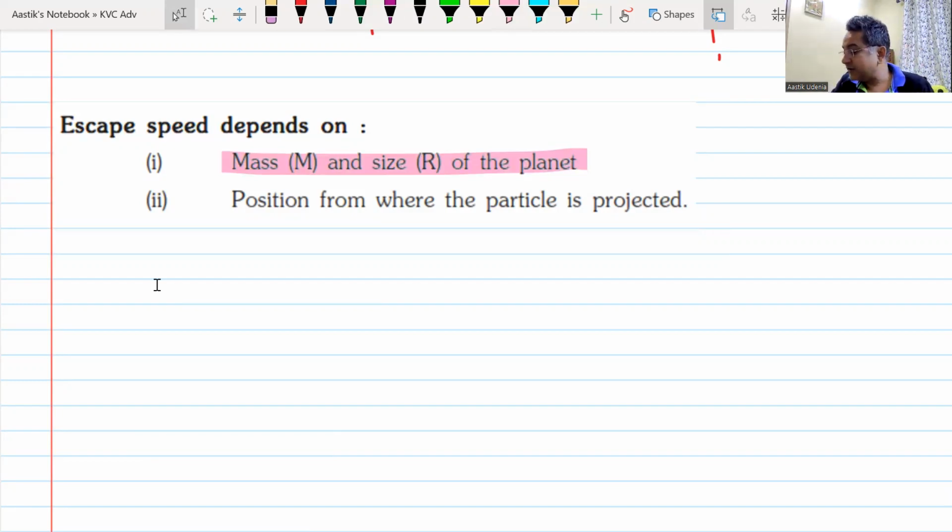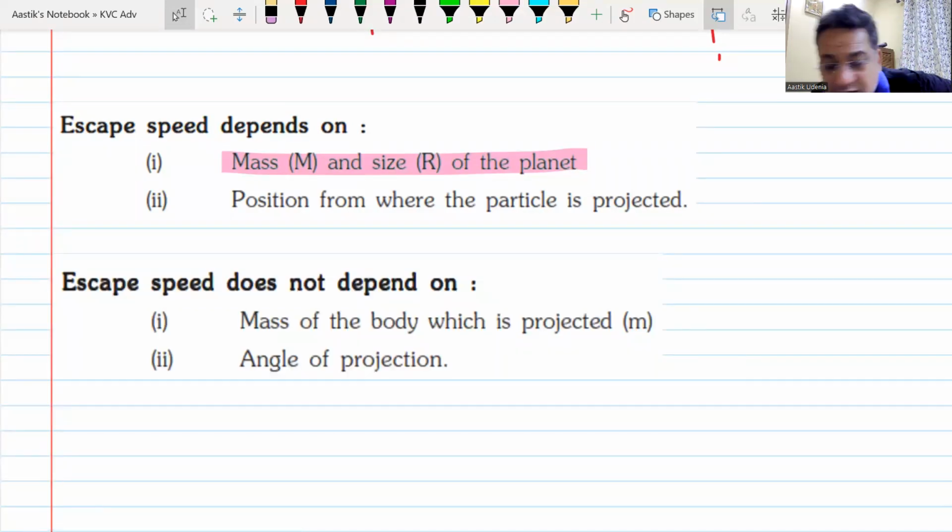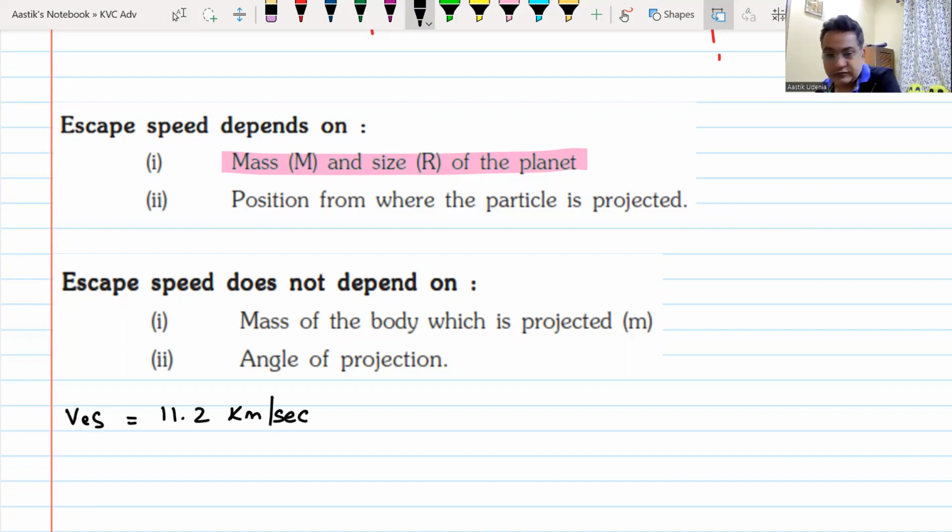Now, on what factors does it not depend? The escape speed does not depend on the mass of the body which is projected. It also does not depend on the angle of projection. So escape velocity does not depend on these quantities. I'll give you 2 minutes to note it down. The escape velocity from Earth, if you put the values for Earth, is 11.2 kilometers per second. That is the escape velocity from the planet Earth.